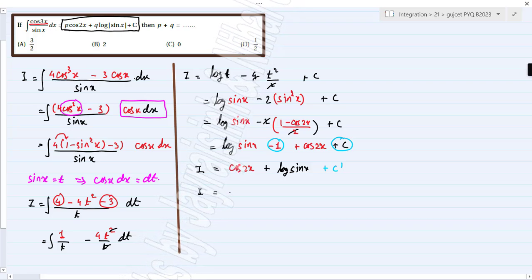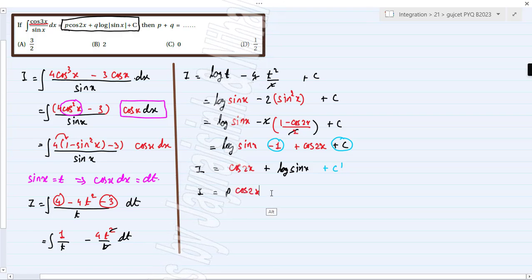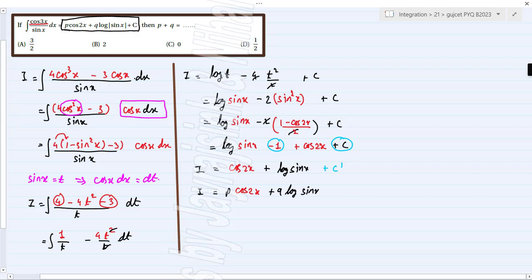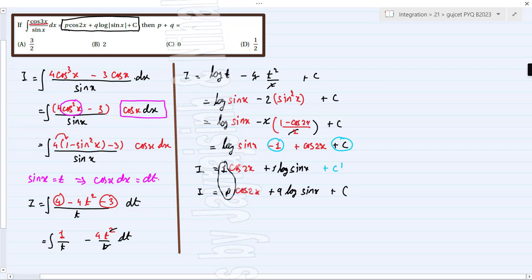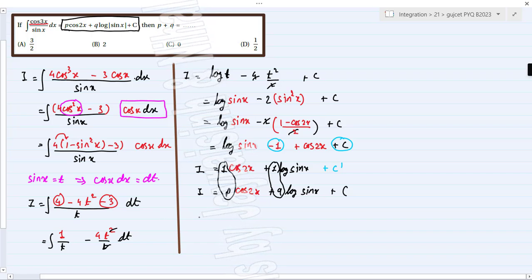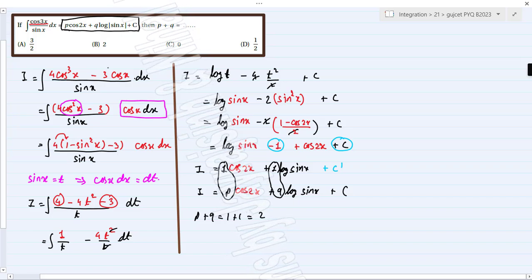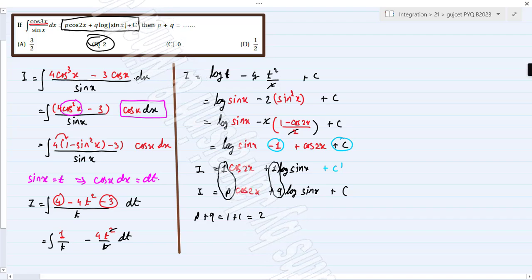So this is your required form. Now let's compare with the right hand side, which is p cos 2x plus q log sin x plus c. By comparing them, we will get p is equal to 1, the coefficient of cos 2x, and q is equal to also 1, which is the coefficient of log sin x. So p plus q is 1 plus 1, or we can say 2. Here's your answer, which is given in option B. Ta-da!